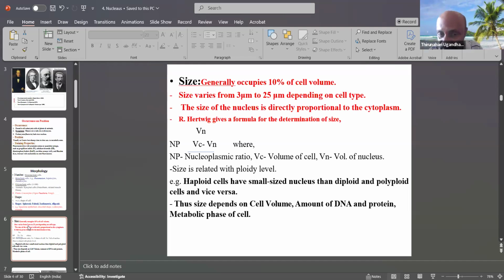These equations give Vn, and then Np is equal to Vn by Vc minus Vn. This is also an equation for the determination of the size of the nucleus. For example, haploid cells have only a small nucleus, and then diploid and polyploid cells, and vice versa. That also applies, in plants, to pollen grains.